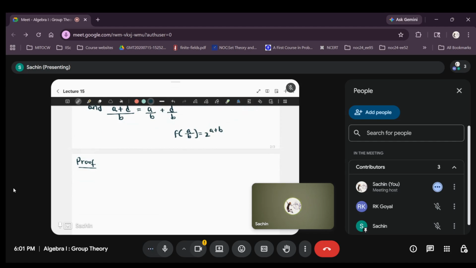Would this be well defined? F of half is 2 power 3, which is 8. F of 2 by 4 is 2 power 6, which is 64. But 8 is not 64. But in our notion, half is the same as 2 by 4. So this function is not well defined.